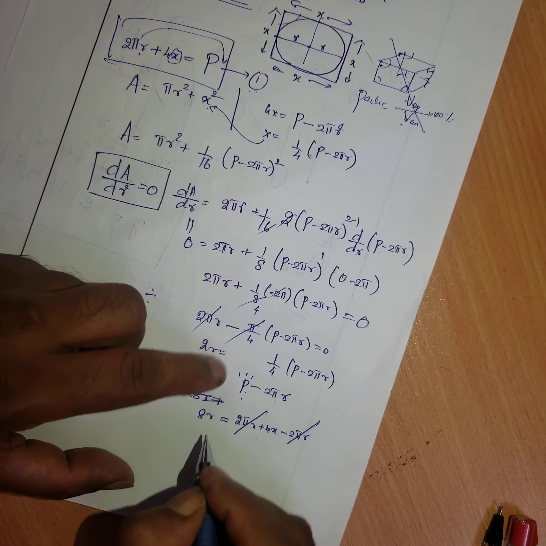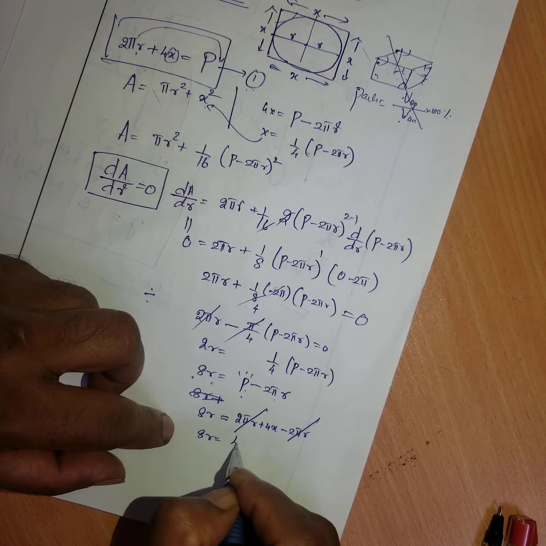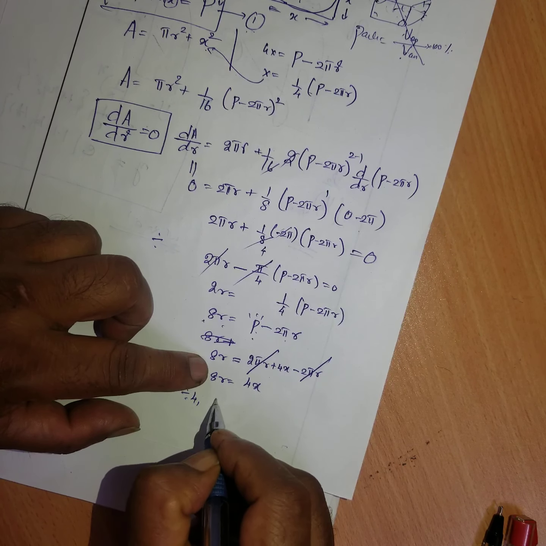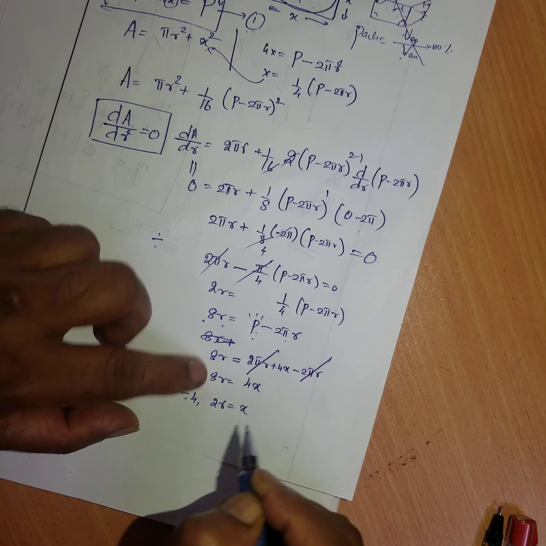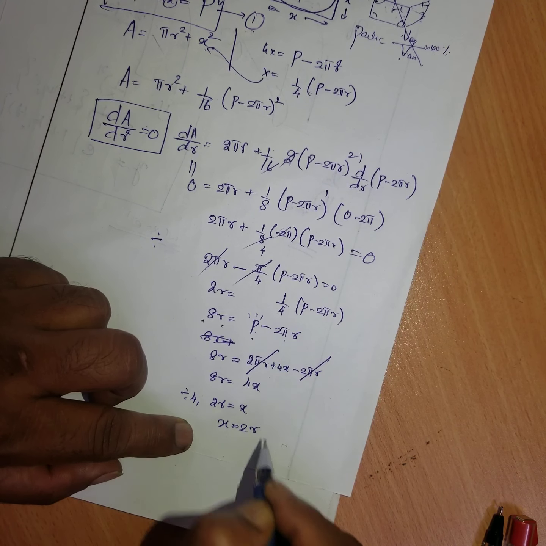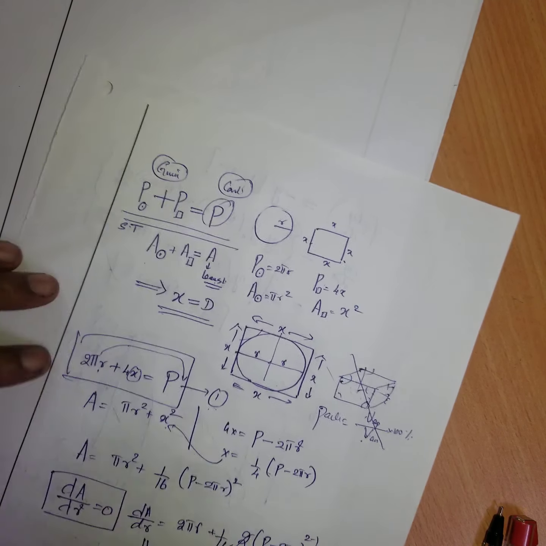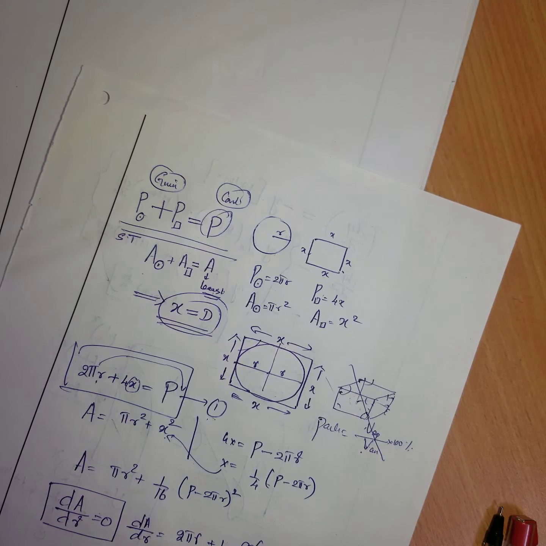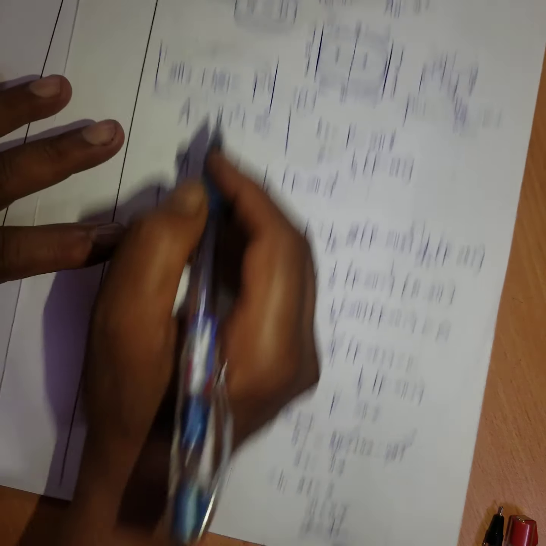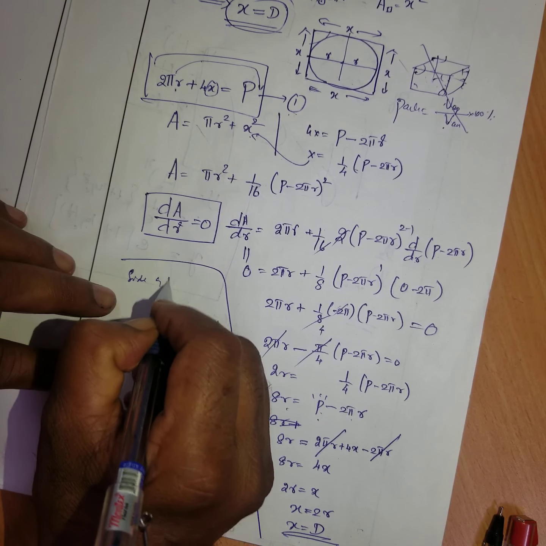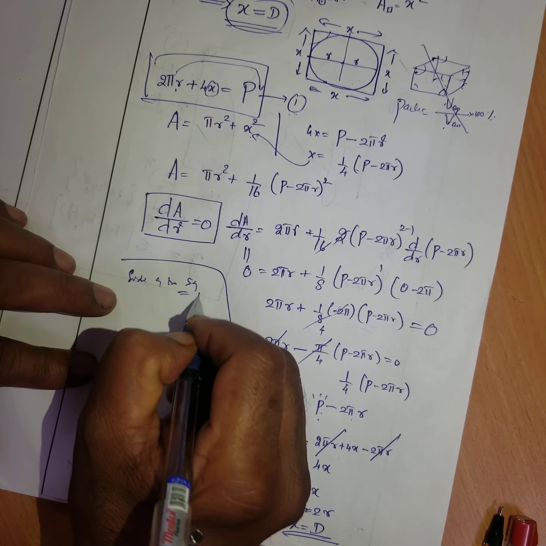This one will cancel. 8r is equal to 4x. Divide throughout by 4. 2r is equal to x, or x is equal to 2r, or x is equal to diameter. That means the side of the square is equal to the diameter. The side of the square is equal to the diameter.